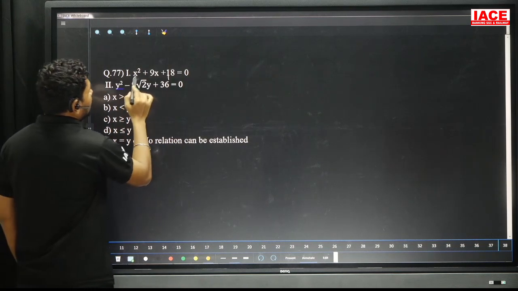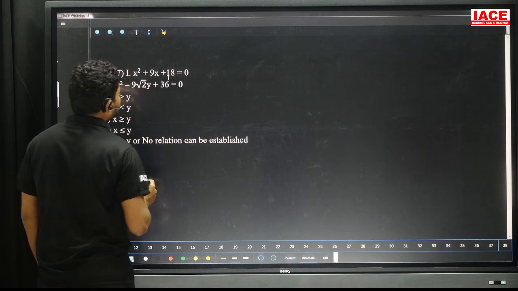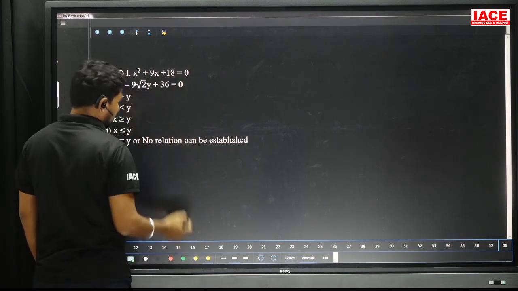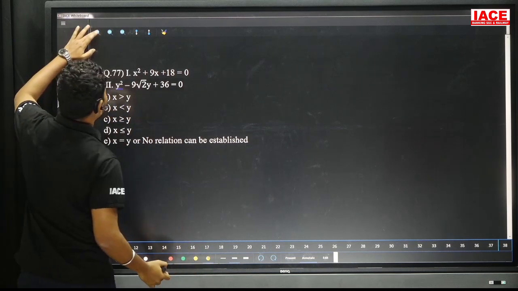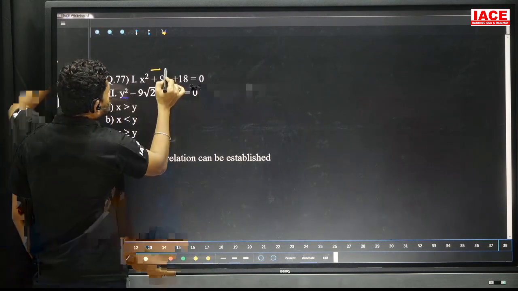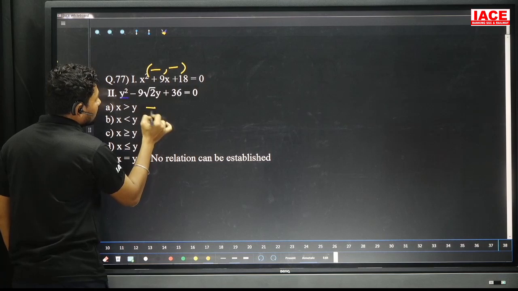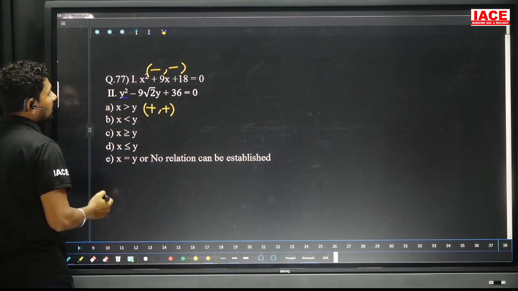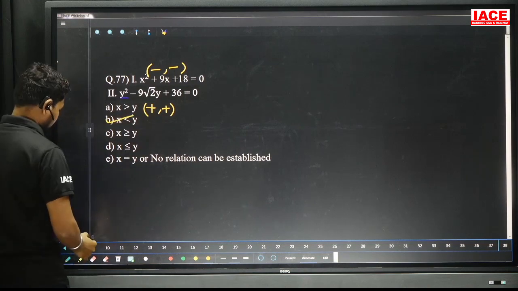Next, x square plus 9x plus 18 is equal to 0. So here x square plus 9x plus 18 is equal to 0. Then look at it: here the factors are minus minus. Here the factors are plus plus. Then minus minus is always smaller than plus plus. Then we can write x is less than y.